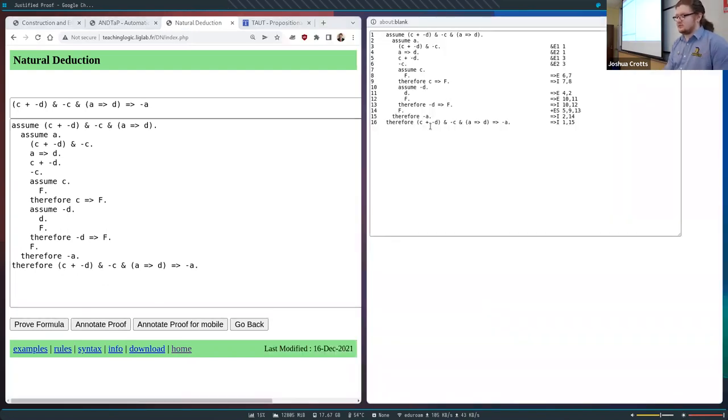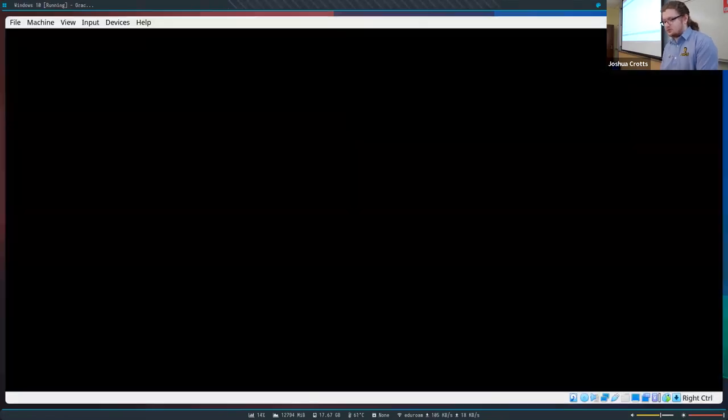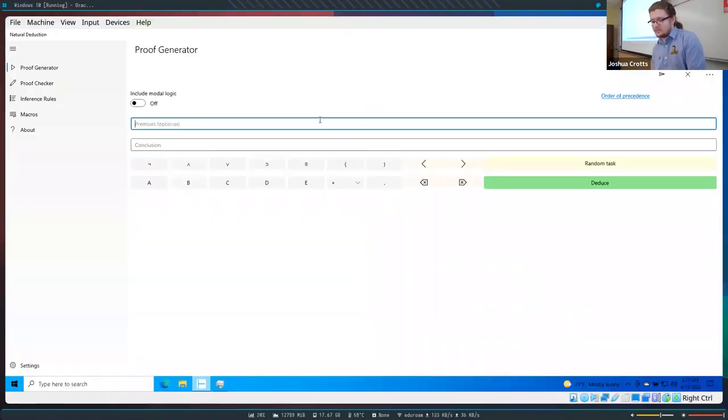It can annotate the proof with these steps right here. So we immediately see that there are a lot more rules applied with this particular system because it uses nested proofs and proofs by contradiction, which can be a little bit unwieldy, especially if you don't understand how indirect proofs work. So that's that system. Now let's switch over to the Windows 10 application.